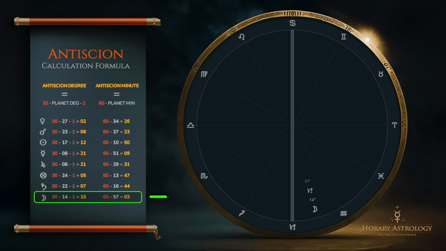The Moon is at 14 degrees and 57 minutes of Capricorn. Doing the calculation, its Antiscion will be at 15 degrees and 3 minutes of Sagittarius.